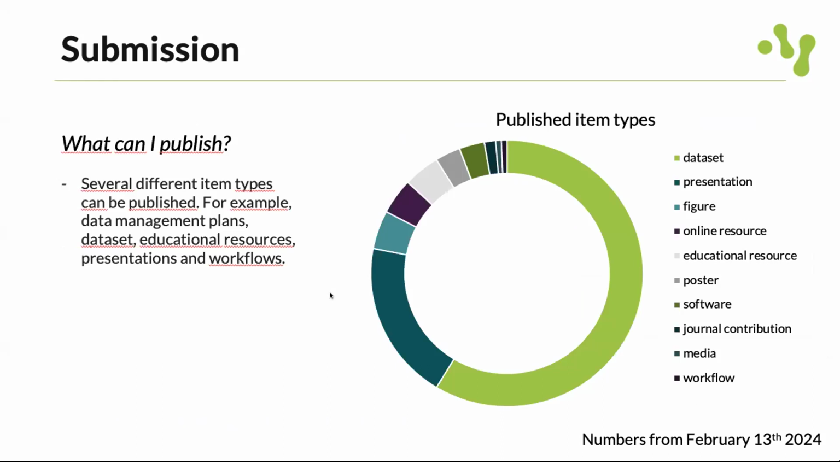You can publish several different item types in the repository. For example, data management plans, data sets, educational resources, presentations, and workflows. But you can see in the figure here to the right that the vast majority of what has been published in the repository is data sets. But it is being used for other research outputs as well, as you can see here in the list.